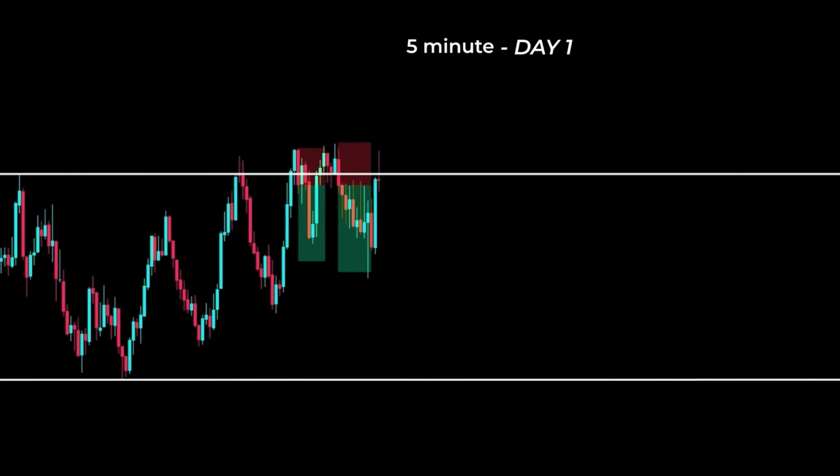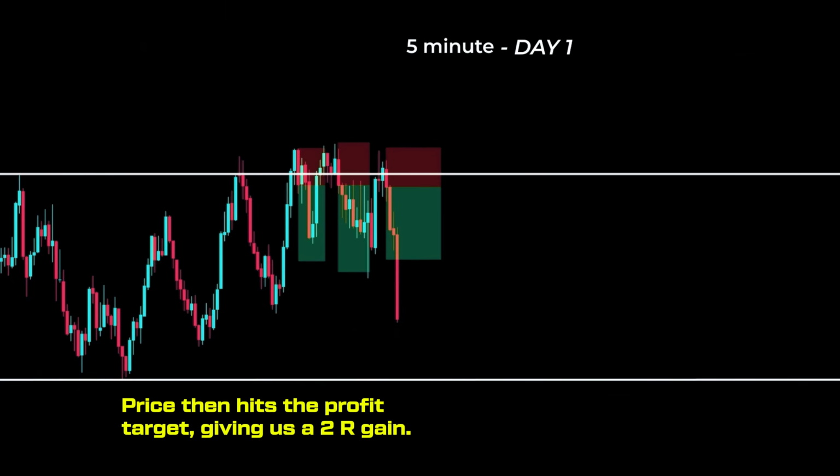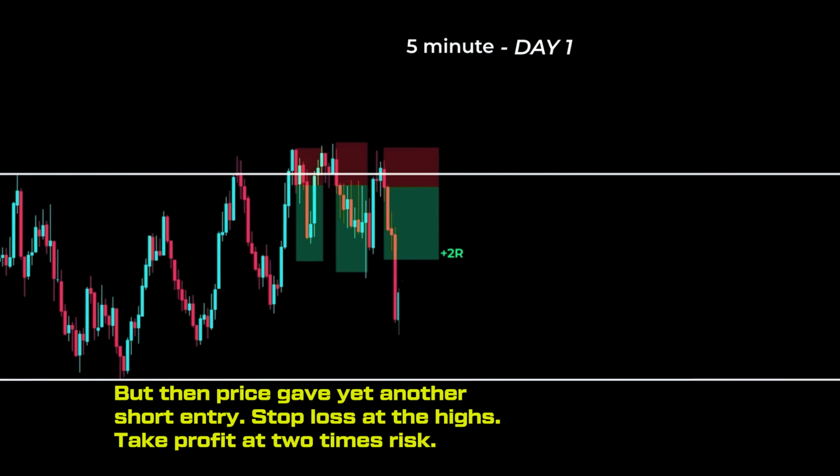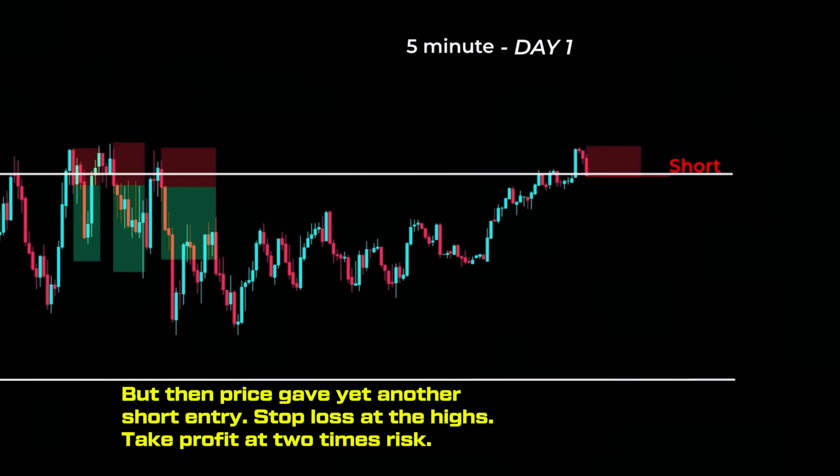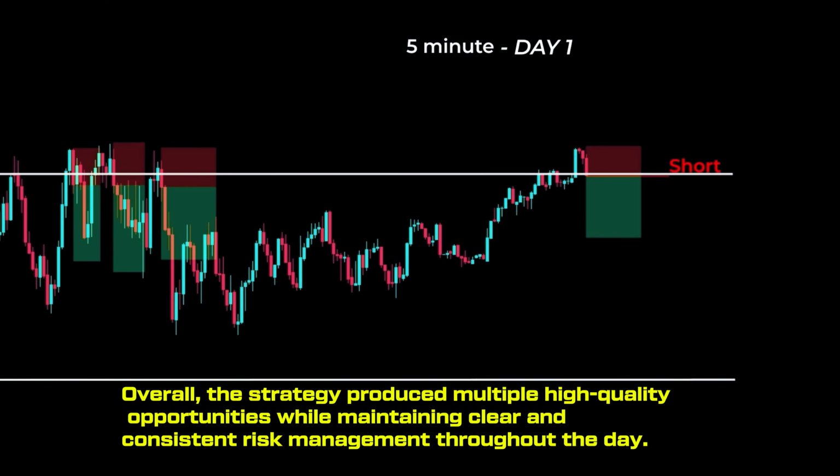On the same day, price gave another short setup: stop loss at the highs, take profit at 2 times risk. Price then hits the profit target, giving us a 2R gain. But then price gave yet another short entry: stop loss at the highs, take profit at 2 times risk. Overall, the strategy produced multiple high-quality opportunities while maintaining clear and consistent risk management throughout the day.